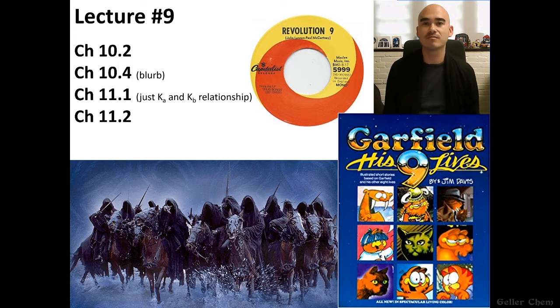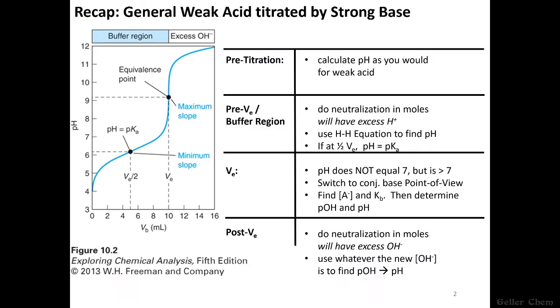Anywho, let's get started. So here's our recap of a general weak acid being titrated by a strong base. We learned about all these different regions that we see throughout this titration here. And the way we would find all these pHs along the way is using the techniques we learned in the past. So pre-titration, calculate the pH as you would for just the weak acid by itself, because that's what it is. There's no base yet.